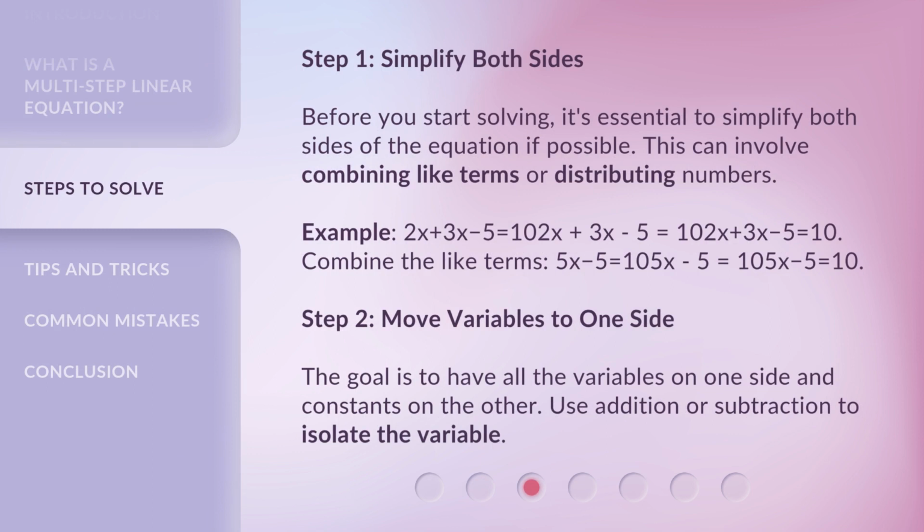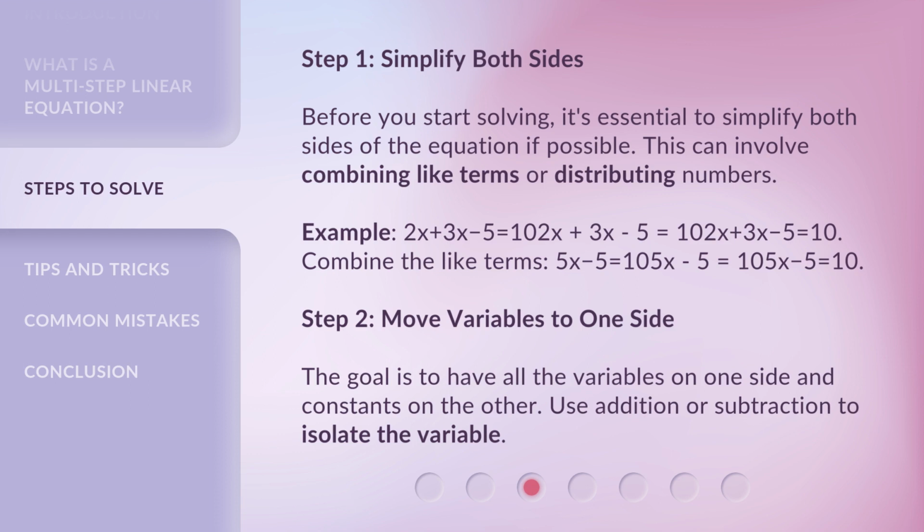Step 1. Simplify both sides. Before you start solving, it's essential to simplify both sides of the equation if possible. This can involve combining like terms or distributing numbers. Example: 2x + 3x - 5 = 10. Combine the like terms: 5x - 5 = 10.